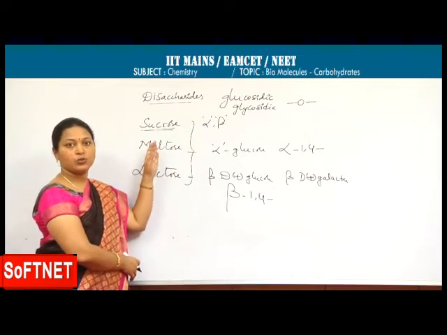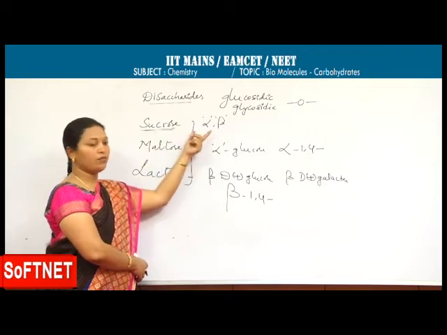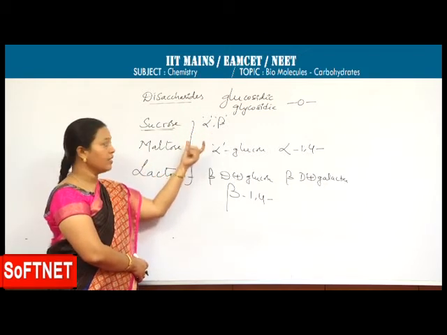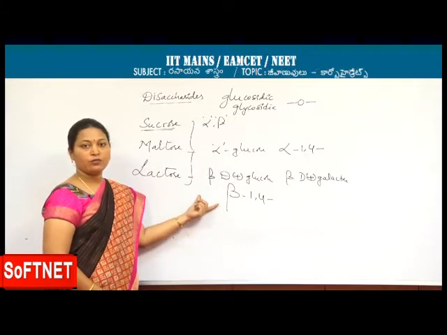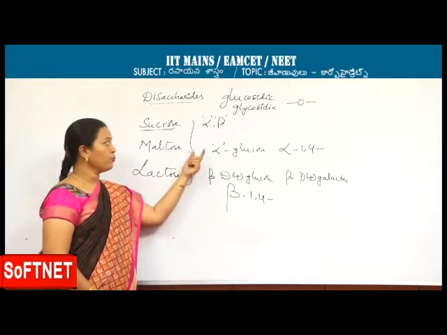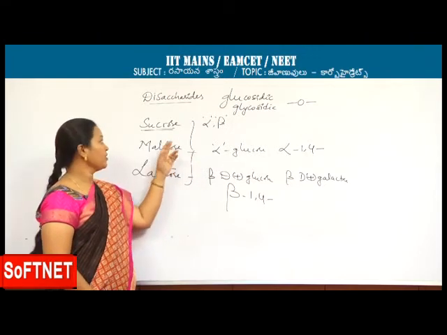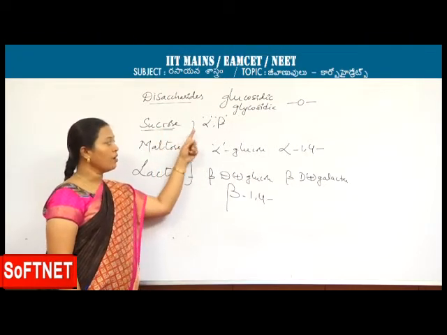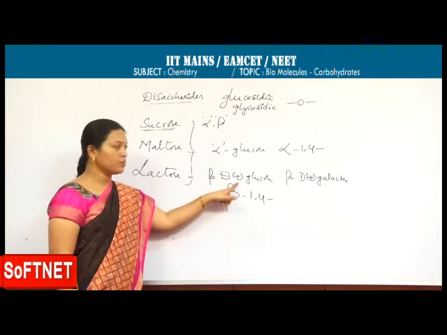The specific linkages you should remember. Between the monosaccharides of sucrose, alpha beta glycosidic linkage. Here alpha 1,4 glycosidic linkage. Here beta 1,4 glycosidic linkage. Of course, in these three, glucose units are present. You have to be particular that in sucrose and maltose, alpha glucose units are present, but in lactose, beta glucose is present.